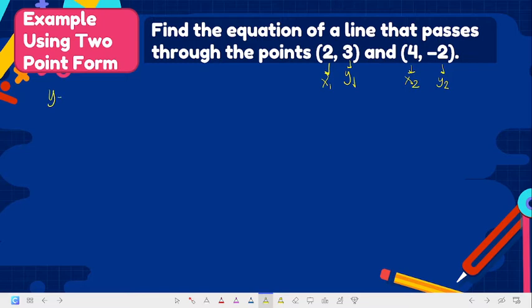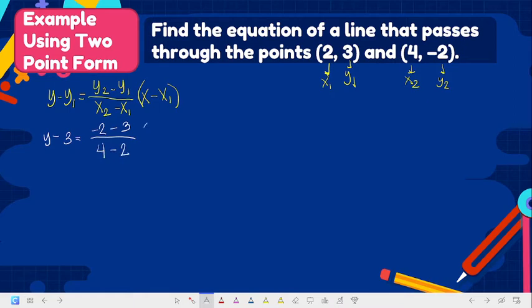Again, the formula is y minus y sub 1 is equal to y sub 2 minus y sub 1 all over x sub 2 minus x sub 1 times the quantity of x minus x sub 1. Now, we're going to substitute the given. So we have y minus y sub 1, which is 3, is equal to our y sub 2, which is negative 2, minus y sub 1, 3, over x sub 2, which is 4, minus our x sub 1, which is 2, times the quantity of x minus x sub 1, that is 2.